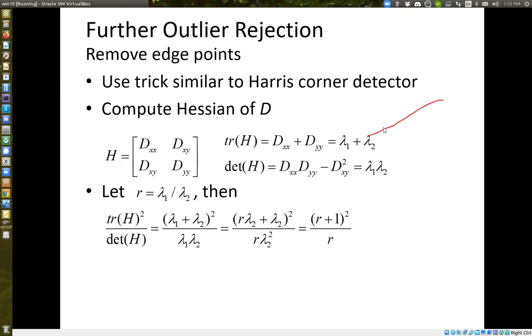Because if you think of this as an edge, it's hard to localize, right? You may catch somewhere here, but maybe in another scene somewhere else here, so this probably will be the keypoint. So an edge will not be a good local feature, so we want to exclude edges. And we remember that for edges, one lambda is bigger than the other lambda, right? So how we can identify that is we can evaluate this function here, the trace of H squared over the determinant of H. So that would be equal to this guy.